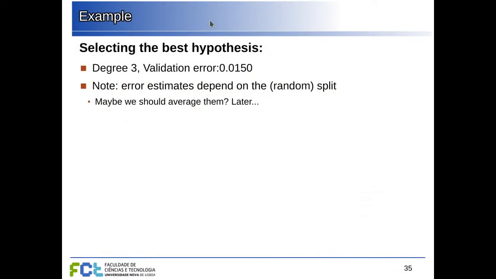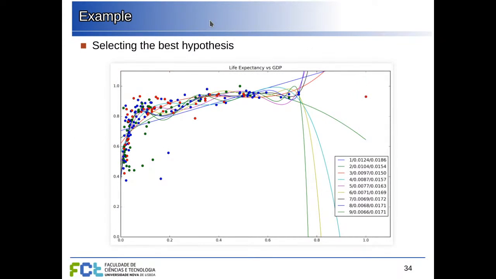Now, one thing here is that this depends a lot on the random split. So if you run this again, maybe it won't be the same degree, it will not be the same hypothesis, because it depends on which points are in the training set, the validation set, and the test set. And I chose this example because this is really an extreme example. You have a country here, I think this is Qatar or something like that, that is very outside the normal range for the others.